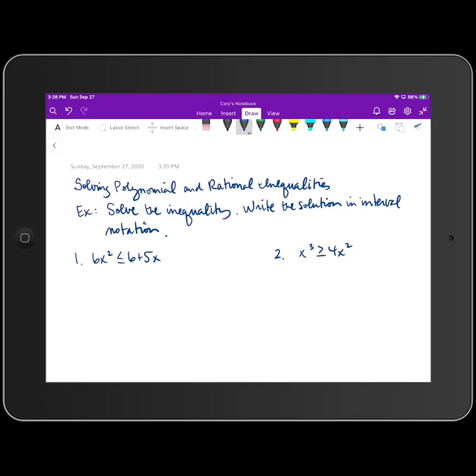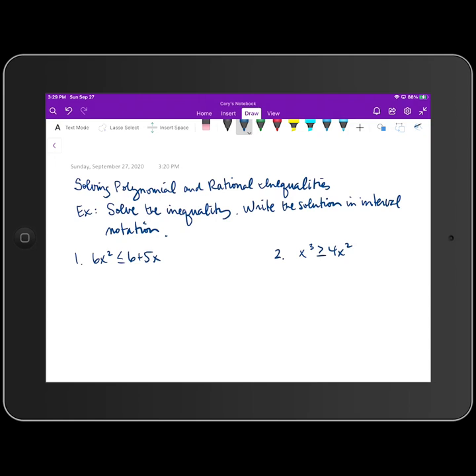So there are 6 examples that we're going to look at in total. We're going to do 3 polynomial inequalities, and then we're going to do 3 rational inequalities as well. So directions ask us to solve the inequality, and then we're asked to write the solution in interval notation. So for number 1, we have 6x squared is less than or equal to 6 plus 5x.